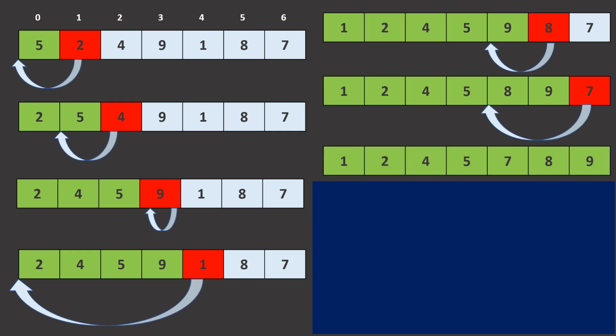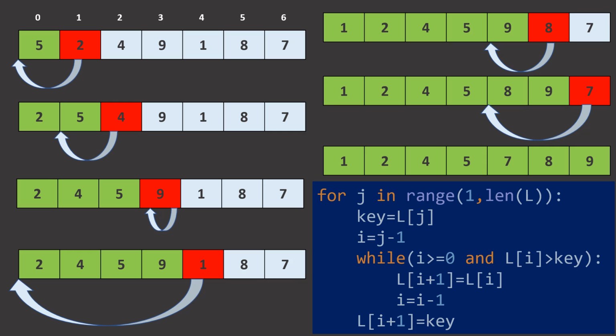Now your list becomes like this. It is now sorted completely. So how will you write the code for this? Take a variable j which will range from 1 to the length of L. Here you can see the length of the list is 7. There are 7 elements, so j will have values 1, 2, 3, 4, 5 and 6.